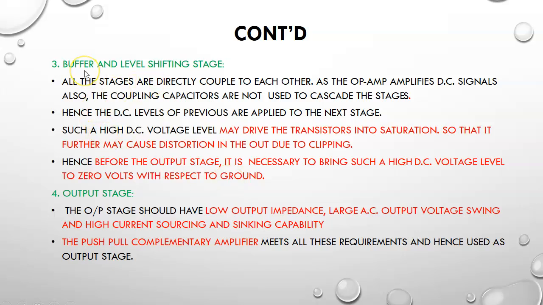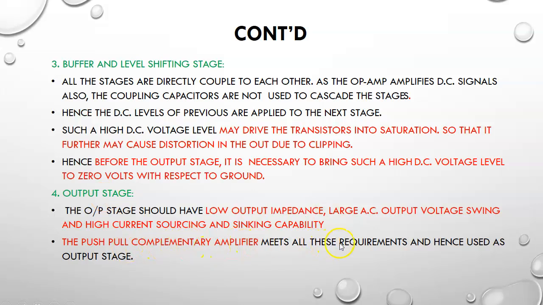So here the buffer and level shifting stage is used: the buffer is used to prevent saturation, and the level shifting stage brings the high DC voltage level to 0 volts. The high DC voltage level is shifted to 0 voltage level. And the fourth stage is the output stage. Here a complementary push-pull amplifier is used.